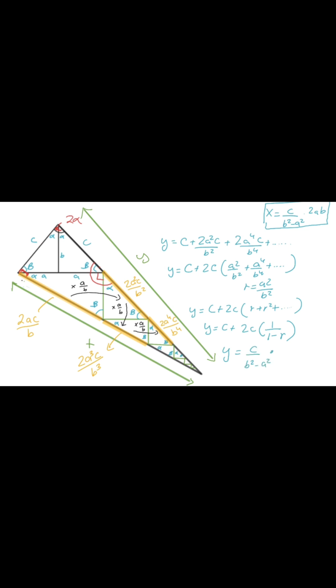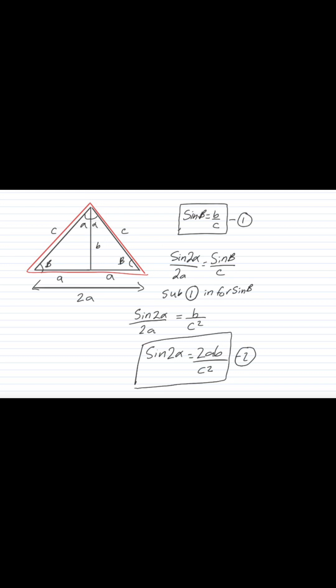Similarly, y is also equal to the sum of all the hypotenuses, except we have to add c at the beginning. Now again, the common ratio is going to be a squared over b squared. It is also a geometric series, so we are going to replace it with the formula 1 over 1 minus r, and in place of r, substitute a squared over b squared. Do some algebra, and we end up with this term for y, which is very similar to x.